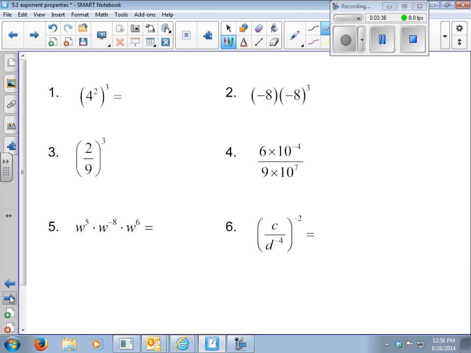All right, on this slide I've got several different examples, so I just want you to put it on pause and then go through some of these examples. Turn it back on again and see how you did.